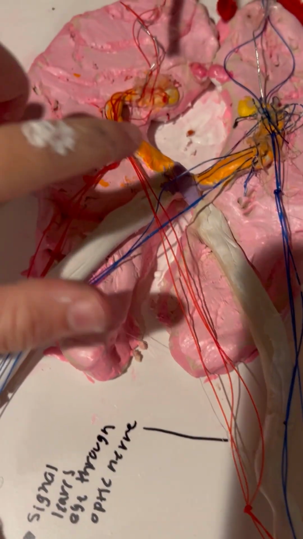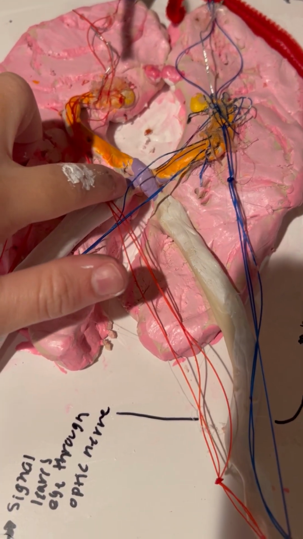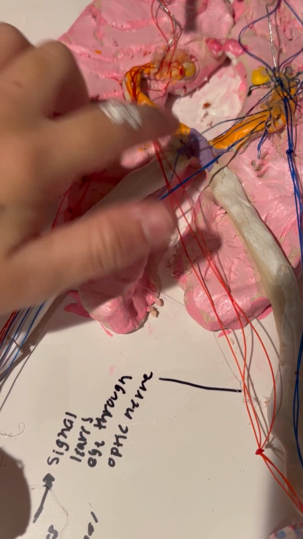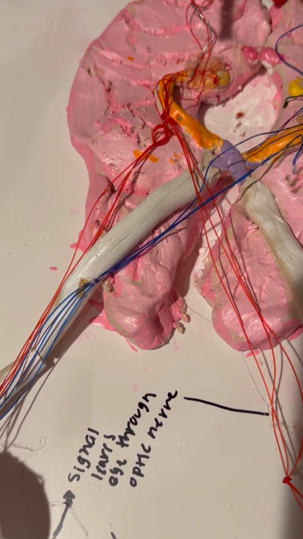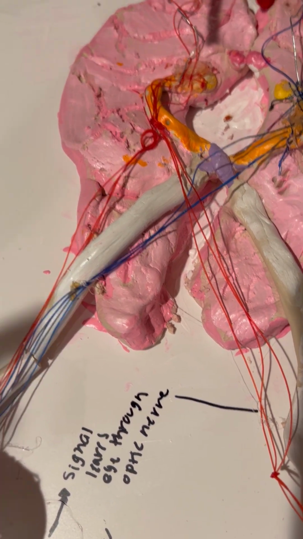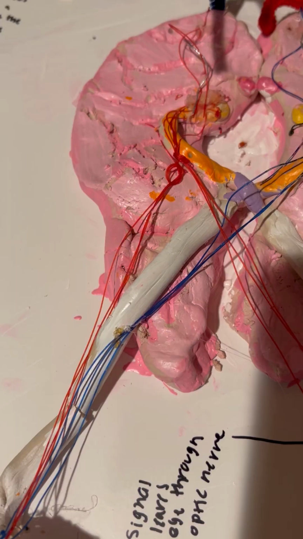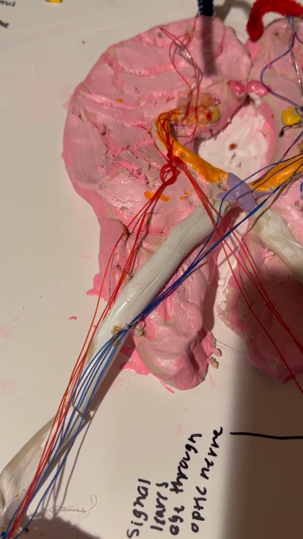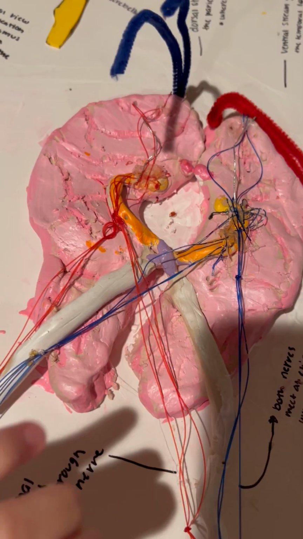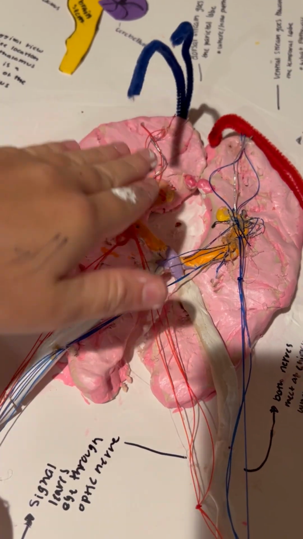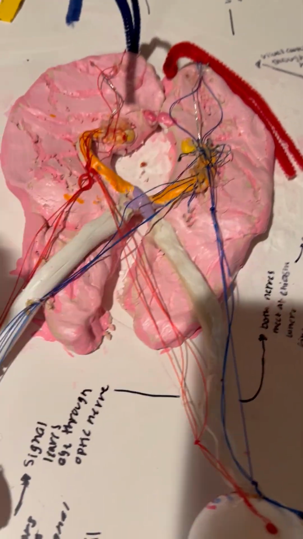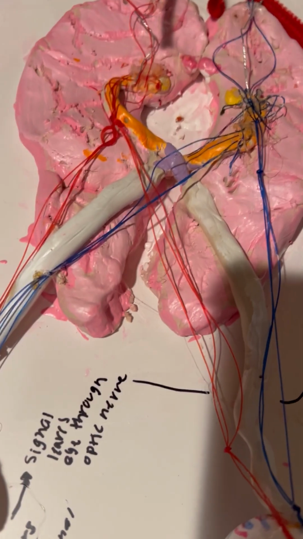At the optic chiasm, which is right here, fibers from the nasal half of each eye cross to the opposite side. So the left visual field projects to the right hemisphere, and the right visual field projects to the left hemisphere. And I also color coded that, so after the chiasm, it's only red here and blue here instead of both on each.